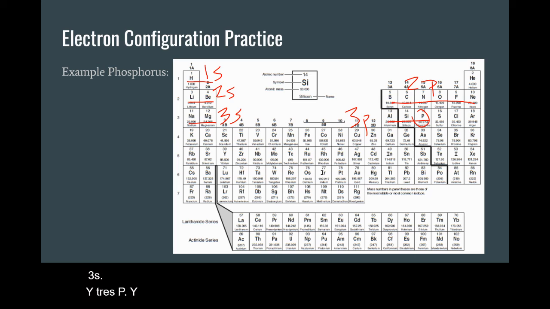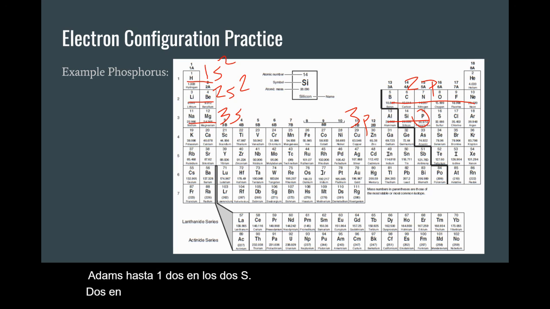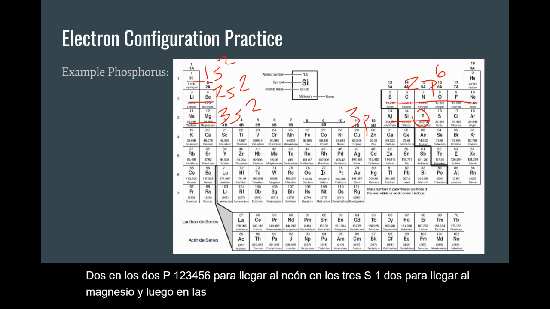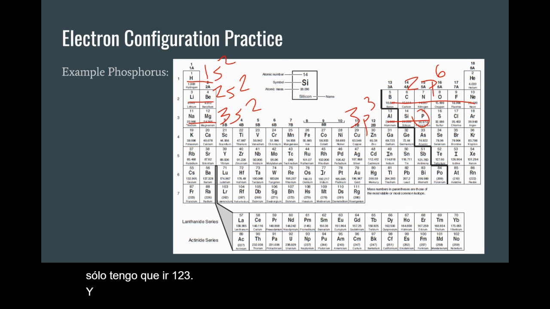And now I just count. In that 1s, I have 2 electrons, so 1, 2. In the 2s, 2. In the 2p, 1, 2, 3, 4, 5, 6 to get to neon. In the 3s, 1, 2 to get to magnesium. And then in the 3p, I'm trying to get to phosphorus, so I only need to go 1, 2, 3. And then I can write all that out, and that'll be my answer.